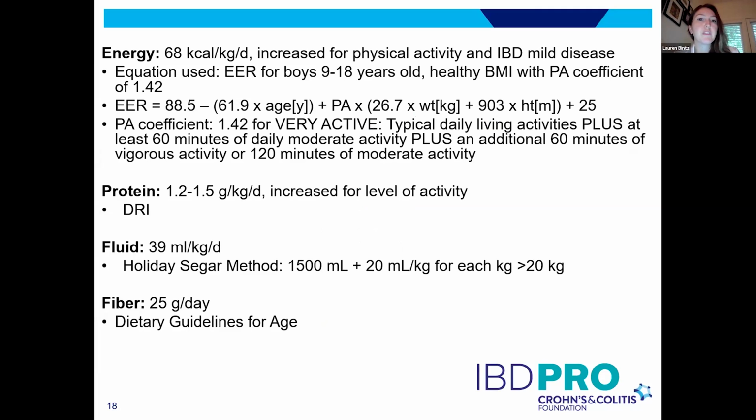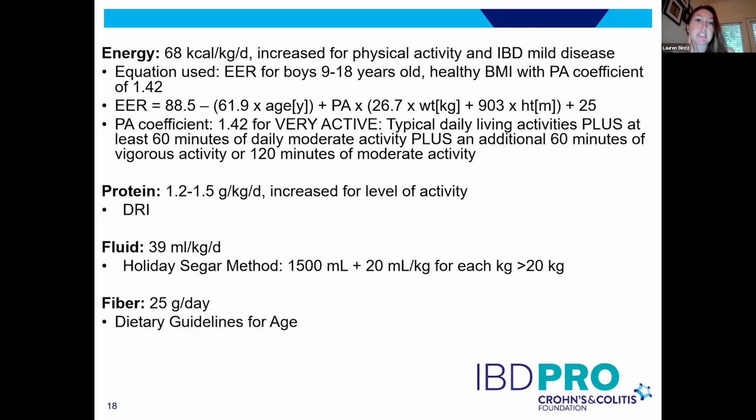So the equation I used for this patient was the estimated energy requirements for boys aged 9 to 18 with healthy BMI. The equation involves a physical activity coefficient. And so it takes into consideration a patient's activity level, which is really nice. The coefficient that I used for this patient was 1.42, which was the number used for someone who's considered very active.